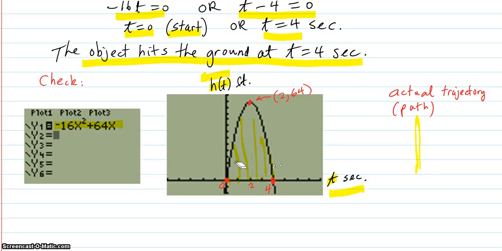So as time is clicking on like this, the various height values are shown on here. You can see that at time 0, the height is 0. At time 2, it reaches a maximum of 64, and we could verify that point right there with second calc max. And then it comes back here and hits the ground at 4, and we could verify that by second calc zero, as we've done several times before. So this verifies out, and this is the picture of the graph of height versus time.